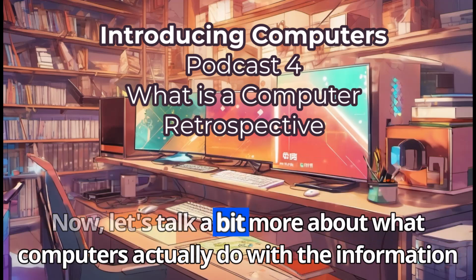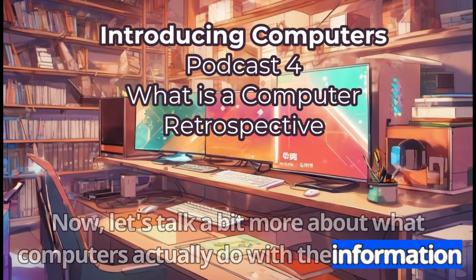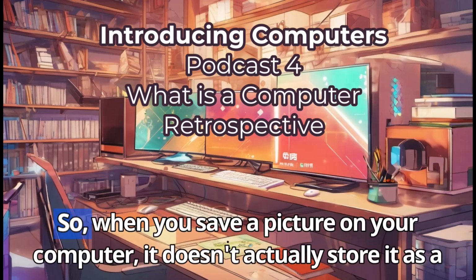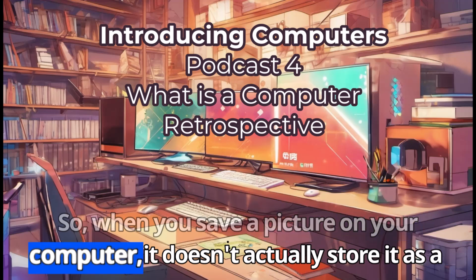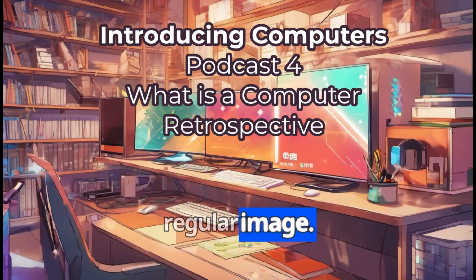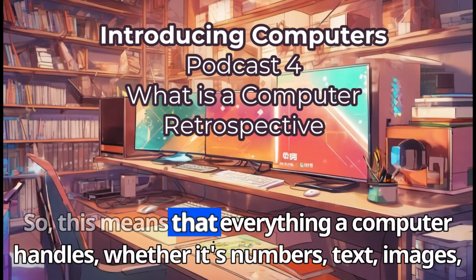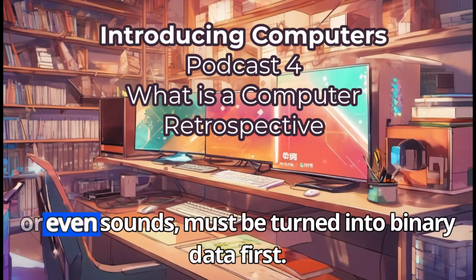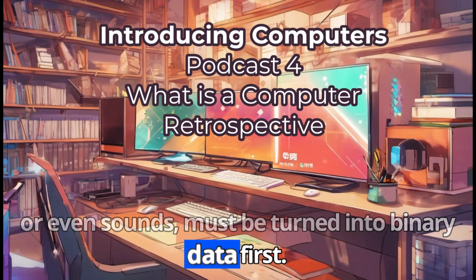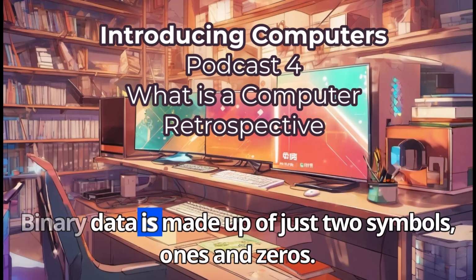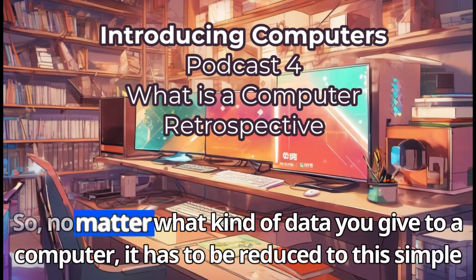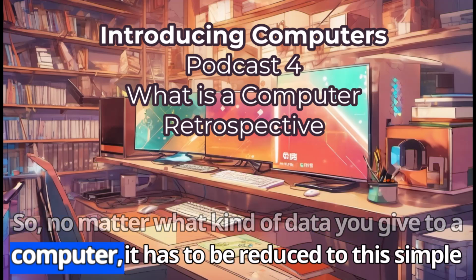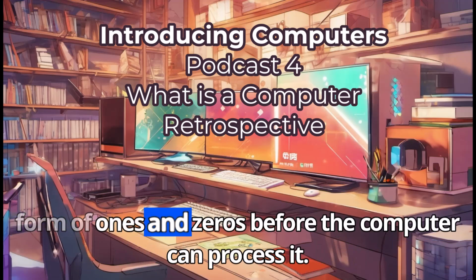Now, let's talk a bit more about what computers actually do with the information they get. Computers process data, but here's the key thing: computers can only really work with data in binary form. This means that everything a computer handles, whether it's numbers, text, images, or even sounds, must be turned into binary data first. Binary data is made up of just two symbols, ones and zeros. So, no matter what kind of data you give to a computer, it has to be reduced to this simple form of ones and zeros before the computer can process it.